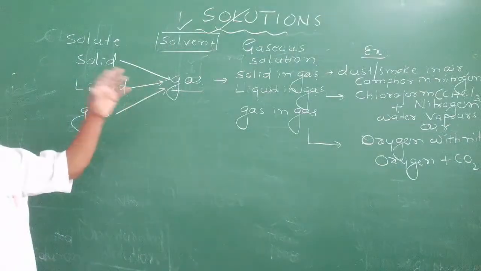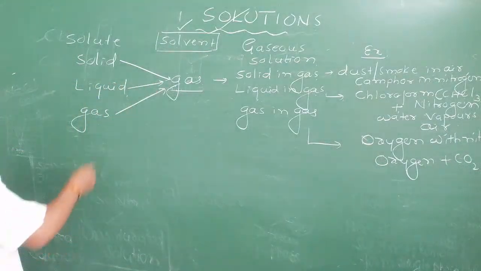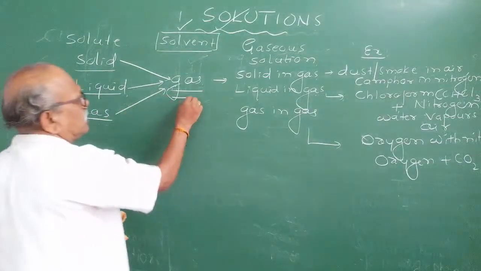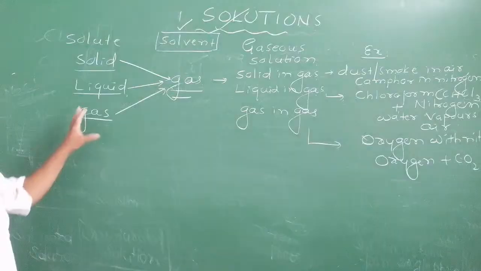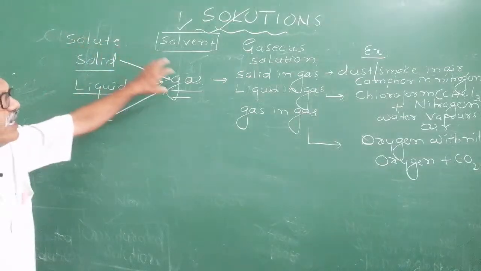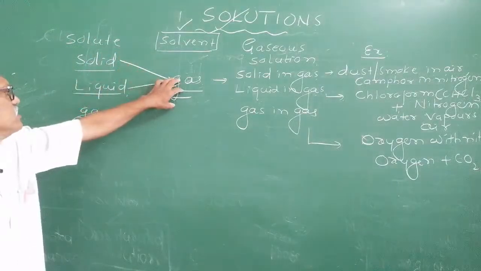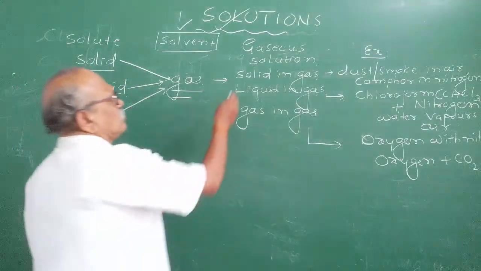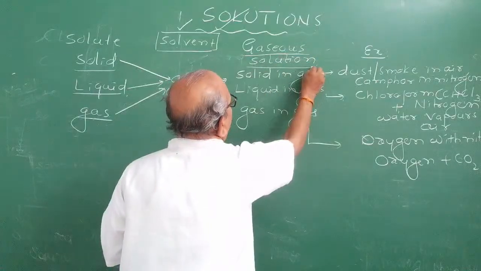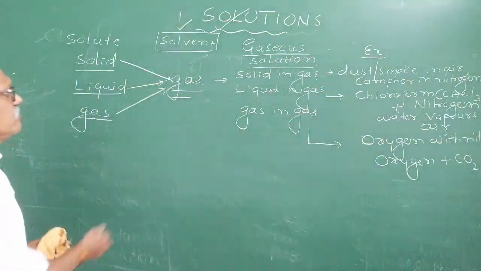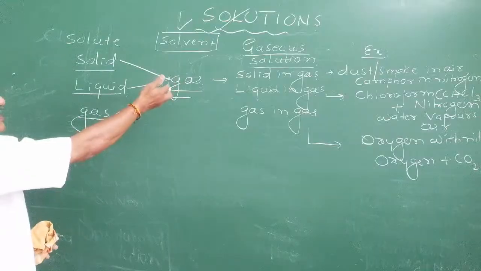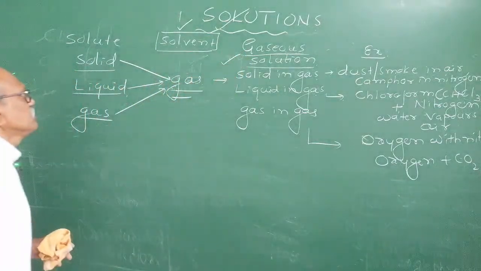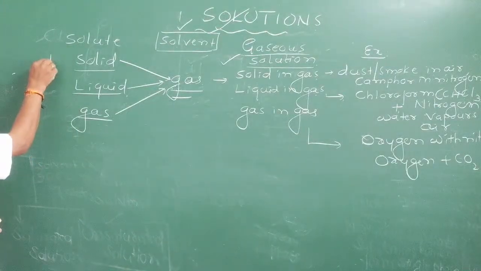Third type of the solutions. That is, depending upon the physical state of the solute and the solvent, we can classify them into 9 types. Solid in gas, liquid in gas, gas in gas. Right? This is called a gaseous solution because the solvent is in gaseous state. Therefore, generally the solvent will decide the state of the solution. This is the first set of solutions.